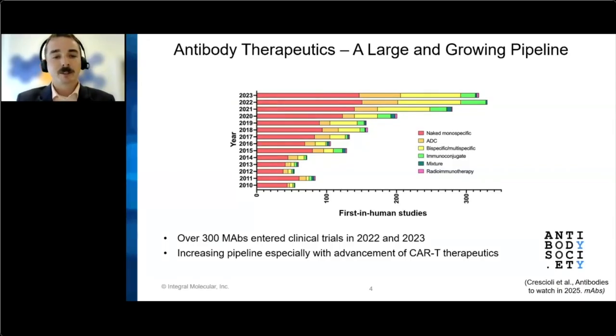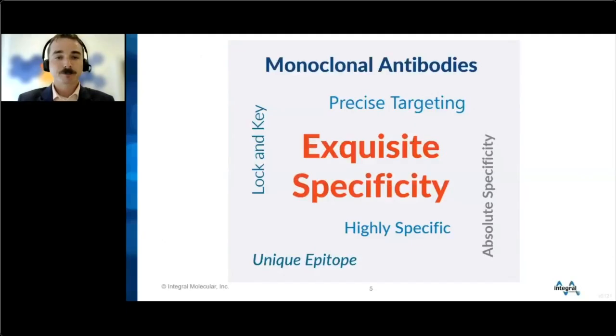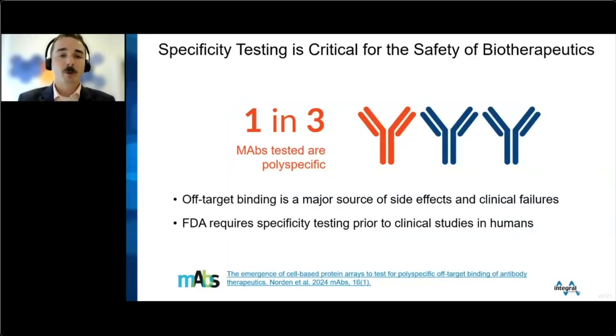Interestingly, there's been an increase in the diversity of the formats of these different antibodies, and the pipeline has really demonstrated that, with advancements in CAR T-cell therapies and antibody drug conjugates, or ADCs. Monoclonal antibodies are typically described as exquisitely specific, demonstrating some sort of lock and key mechanism and binding only unique epitopes. While this is true, a recent publication by Norton et al. in 2024 demonstrated using the MPA technology that 1 in 3 monoclonal antibodies tested are polyspecific.